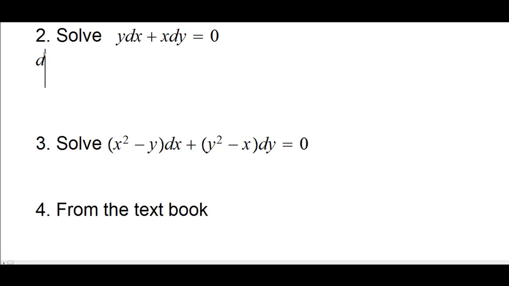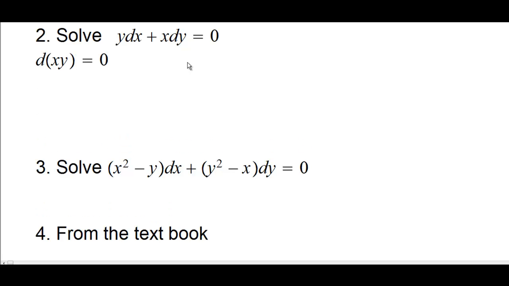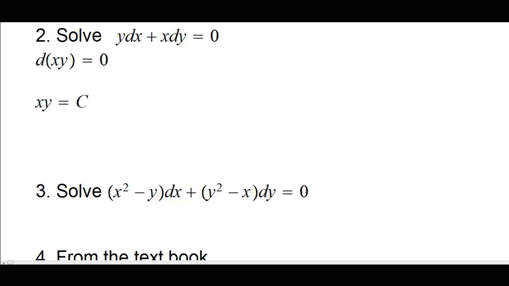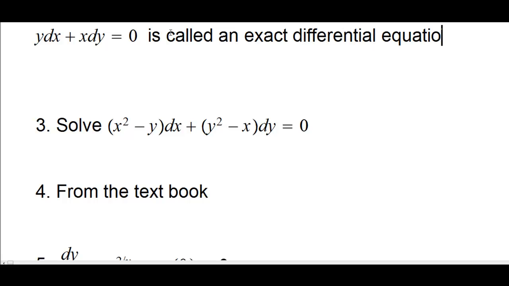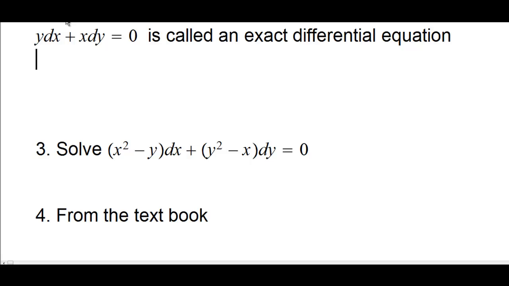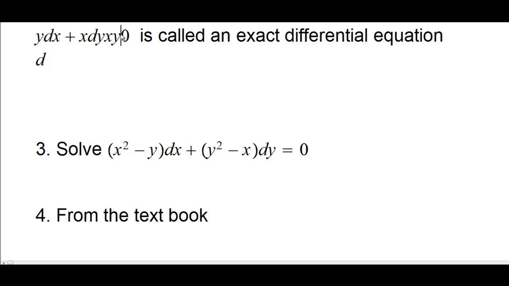d of xy is 0, right? Makes sense? So then what does it mean? xy equals a constant, right? Everybody fine? Okay, so it's called an exact differential equation. Okay, everybody fine? Why? Because what was the solution? Yeah, xy equals constant, right?